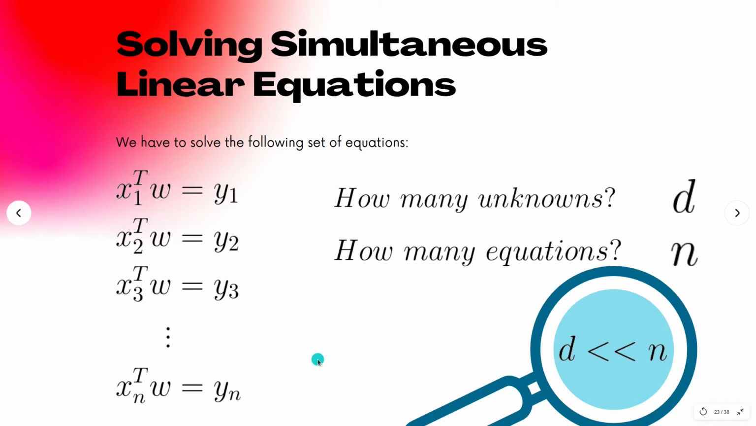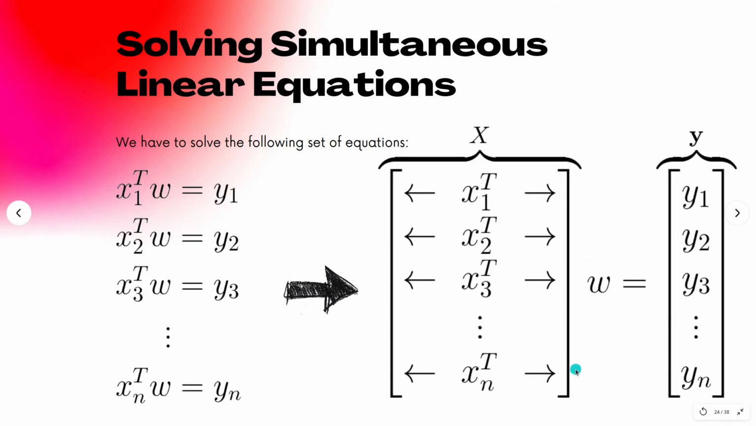In the general case, the number of parameters would usually be small, like 4 parameters. We have 4 parameters for the houses, but the data set is usually very large. We have like 1000 houses, 20,000 houses. So usually d is very small compared to n, or rather n is much greater than d.